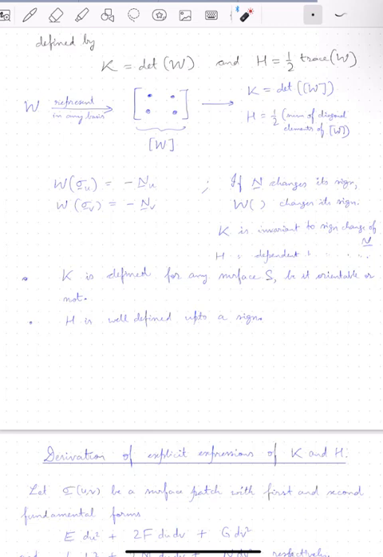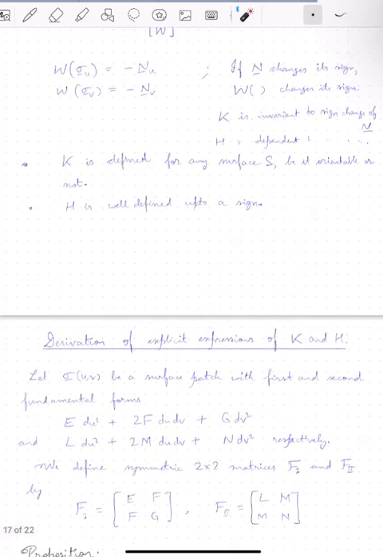Okay, so K is defined for any surface S. That's the good thing about K: it is defined even for orientable or non-orientable surfaces. However, H can be obtained only up to a sign. That is, so to speak, one such demerit of H. But anyway.